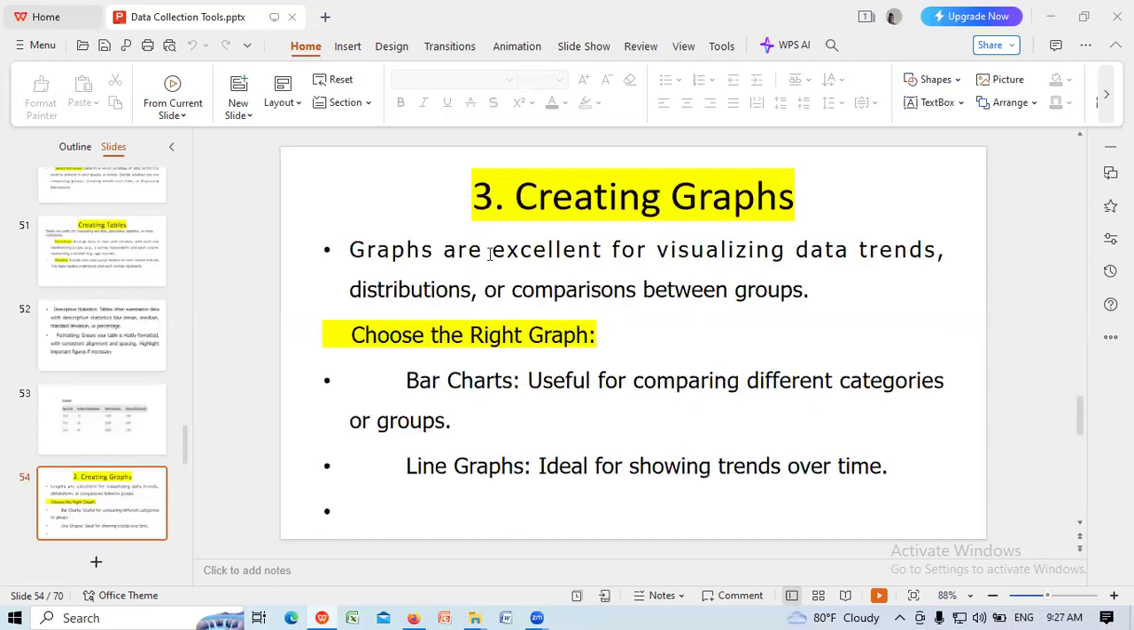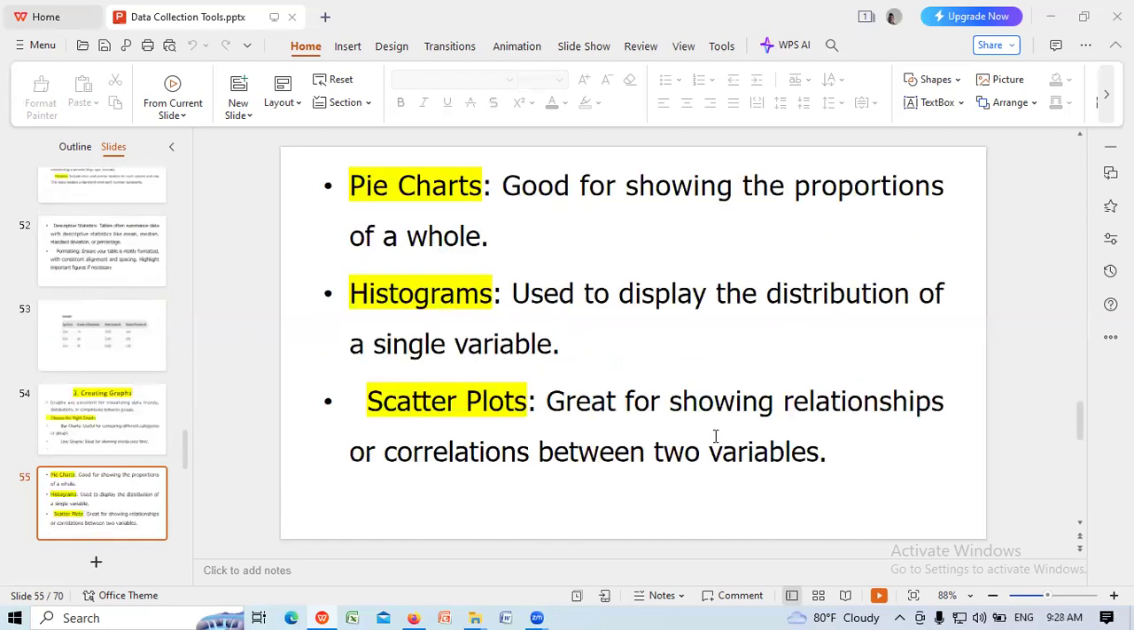This is like, for example, creating graphs. Graphs are excellent for visualizing data trends and distributions. Choose the right graph. Bar charts are useful for comparing different categories or groups. Line graphs are ideal for showing trends over time. Pie charts are good for showing the proportion of the whole. Histograms are used to display the distribution of a single variable. Scatter plots are created for showing the relationship or correlation between variables.